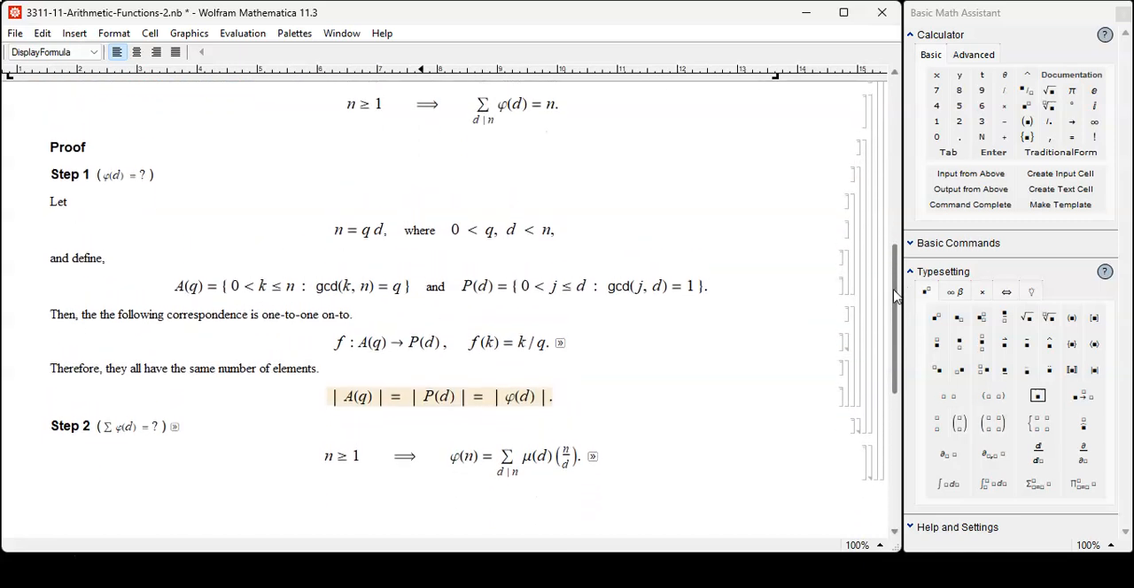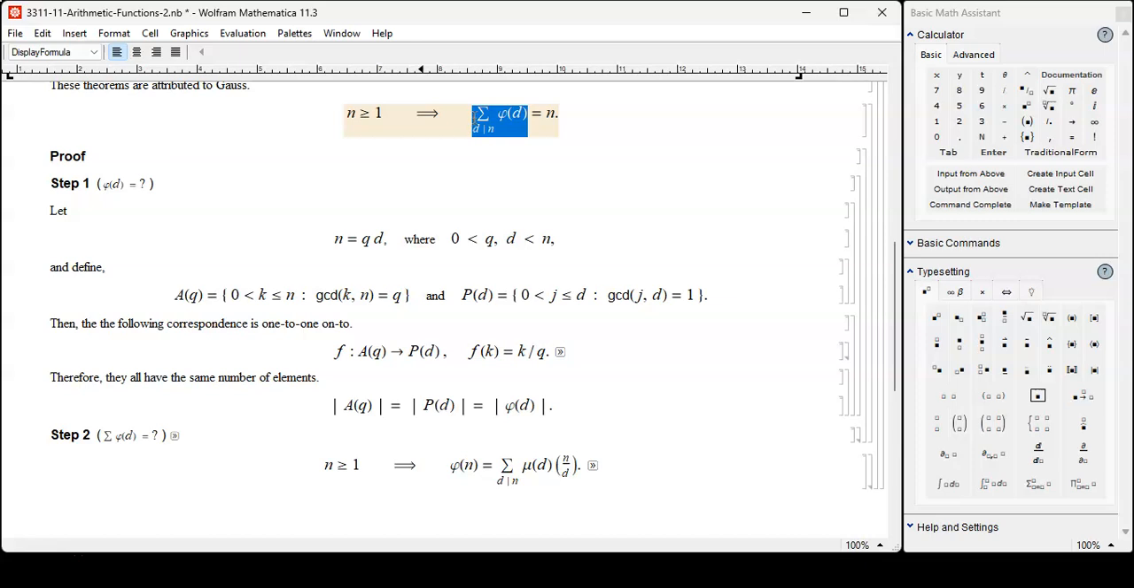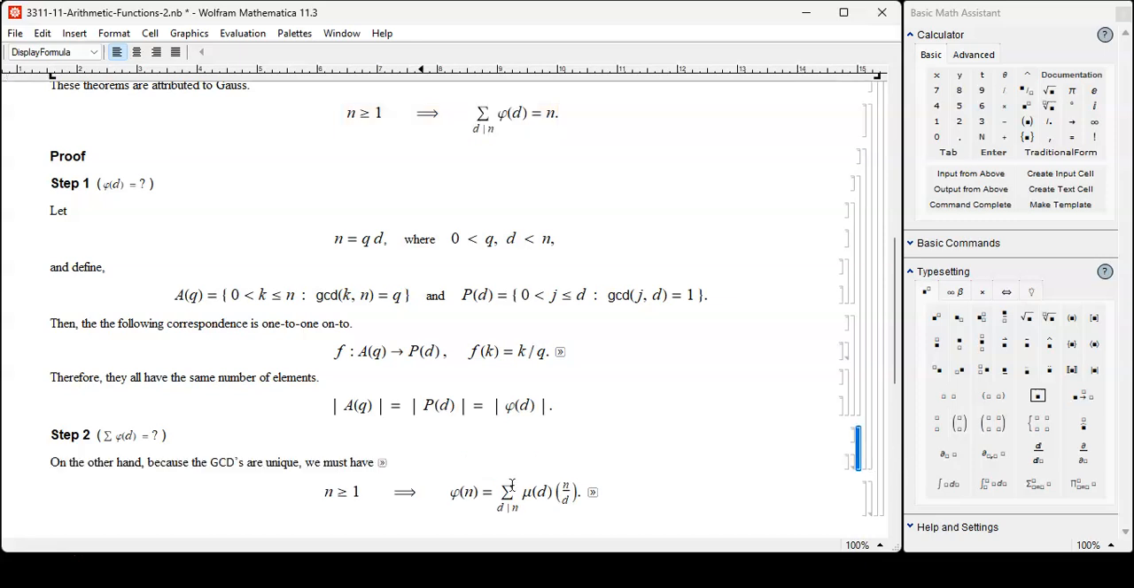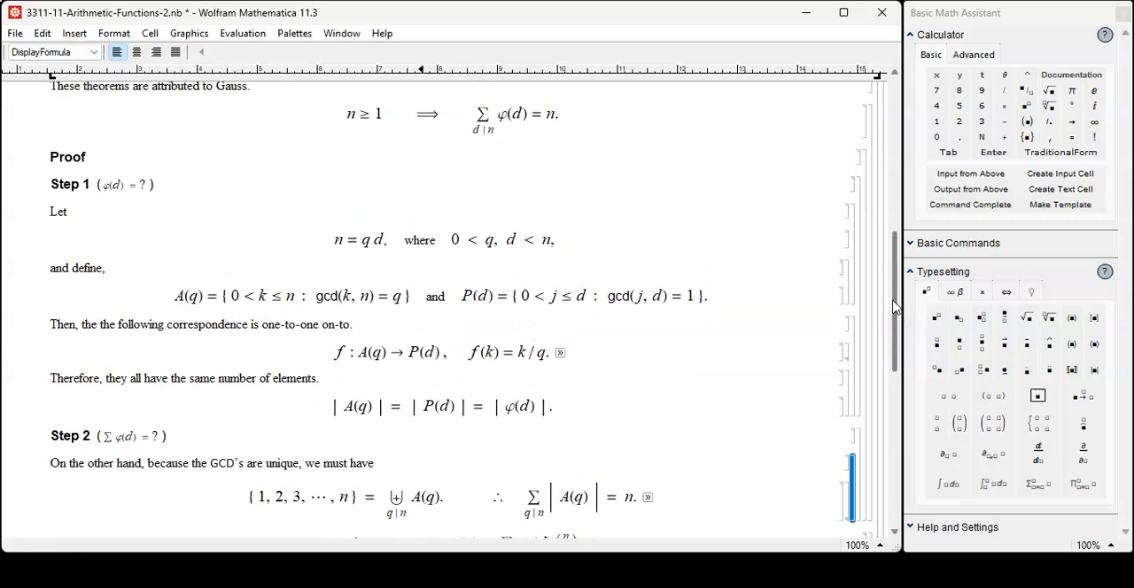Now using this, let's estimate this summation. GCDs are unique. Therefore, all the integers 1 through n will be just all the integers where q divides n. You see, this is the GCD of k and n, so q has to be a divisor of n.